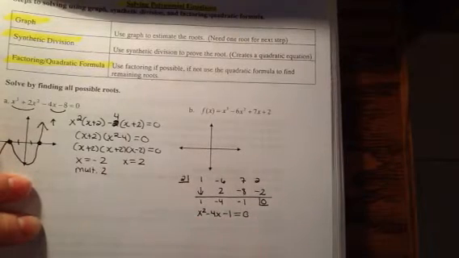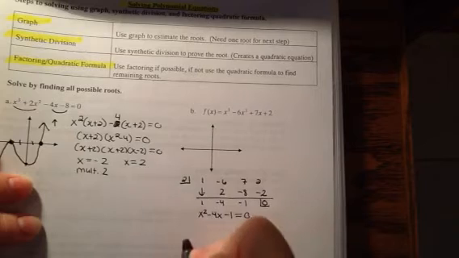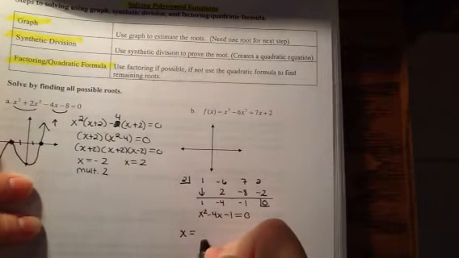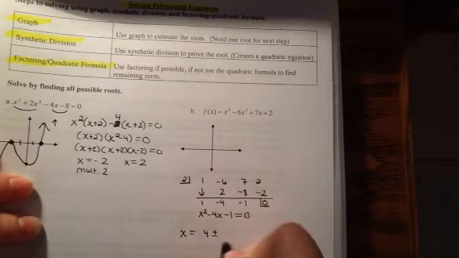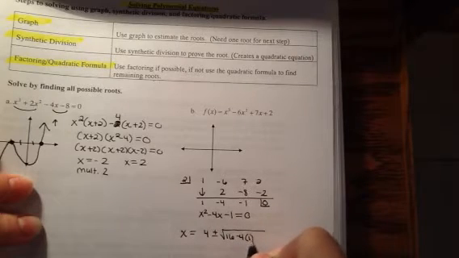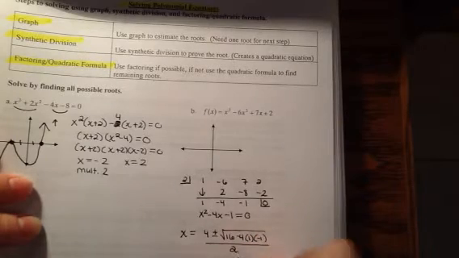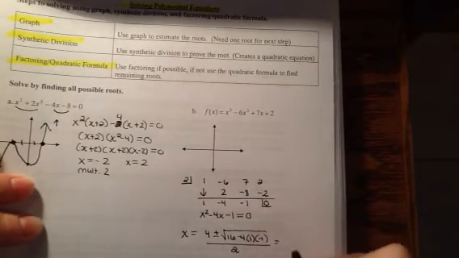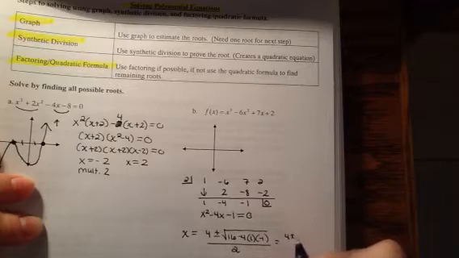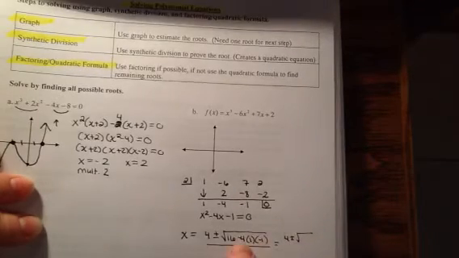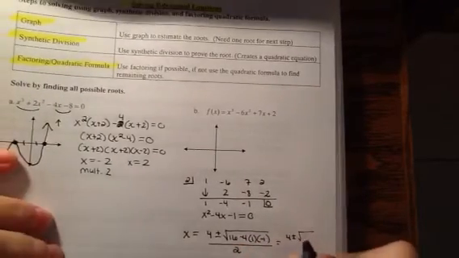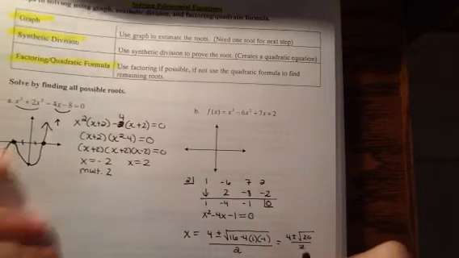To solve that, you would have to use the quadratic formula, because that's not going to factor. So x equals the opposite of b plus or minus the square root of b squared minus 4 times a times c, all divided by 2a. So you're going to have 4 plus or minus the square root of negative times the negative is a positive, so this is really the square root of 20 over 2.